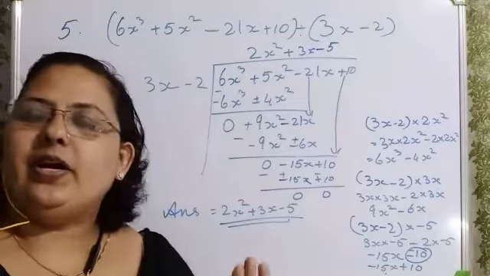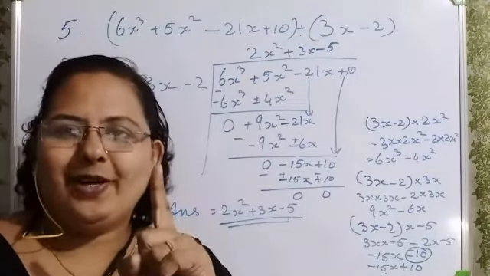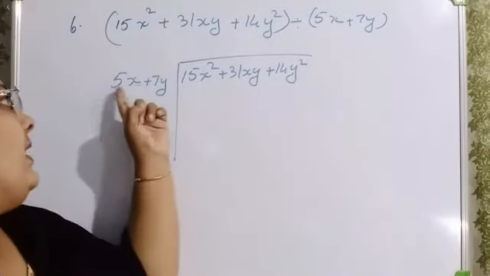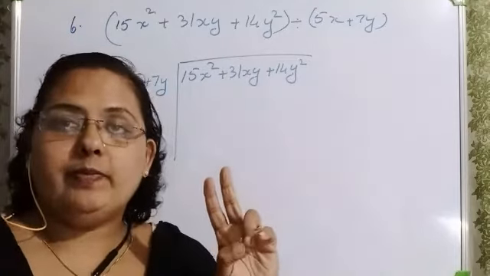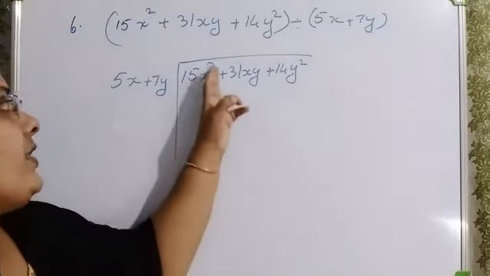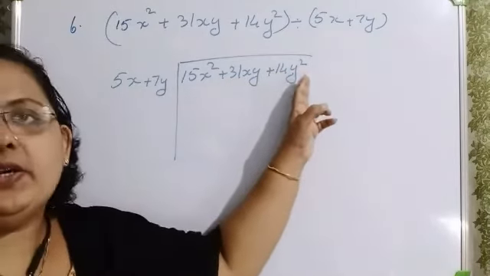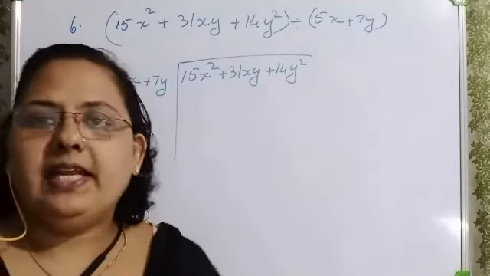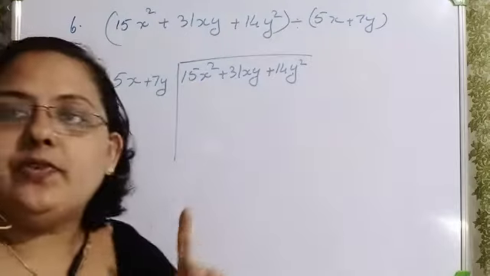I know now you are very much thorough with it. One more problem, last problem. Okay. A small difference is there in this question. What is that? Here two variables are coming. See, 15x square plus 31xy plus 14y square divided by 5x plus 7y. Let us see how we can do that. So 15x square is first we have to eliminate.